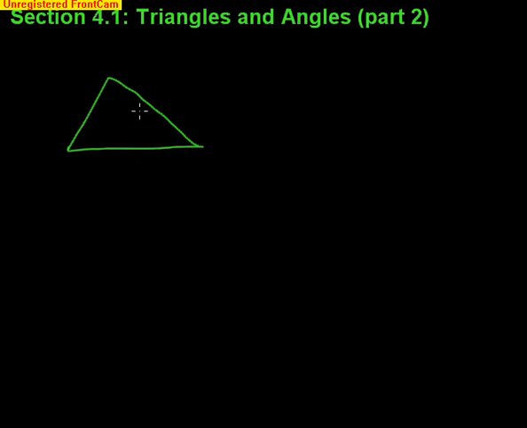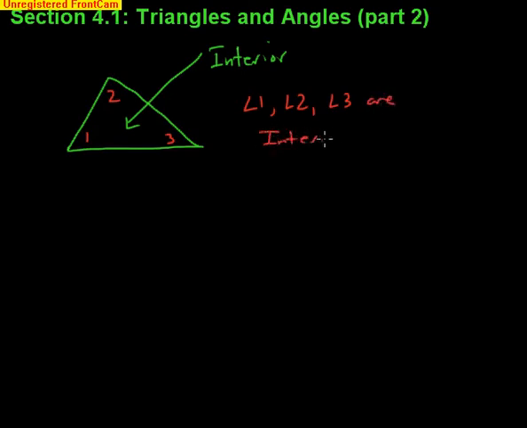Okay, so if we think of this triangle, this is the interior of the triangle. So then the interior angles have to be the three angles on the inside. So if I use red here, I use numbers. This is angle 1, angle 2, and angle 3. Angle 1, angle 2, angle 3 are interior angles.